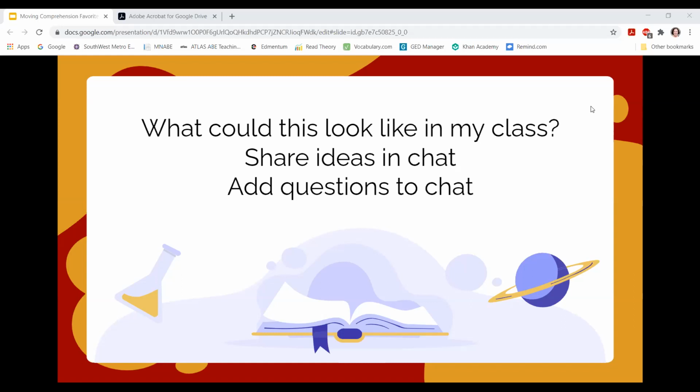Right, Kristine is putting some nice ideas in chat about how this could work in science. I saw an idea of how this could be applied for math, kind of by changing that sentence frame a little bit. Okay, I'm going to move on to a third activity.